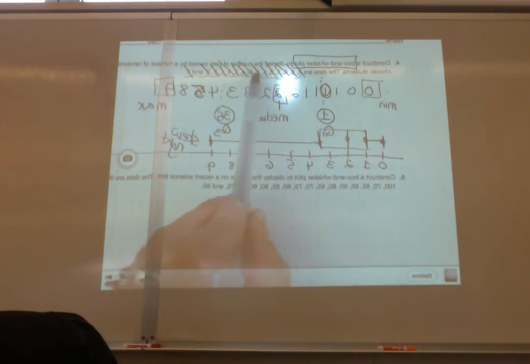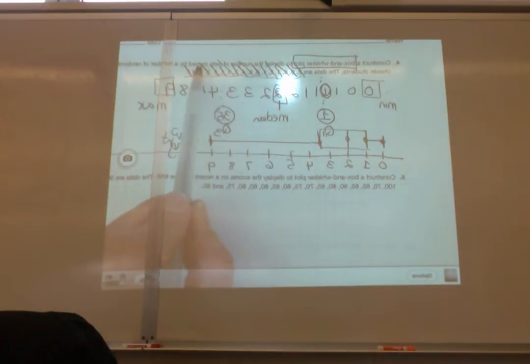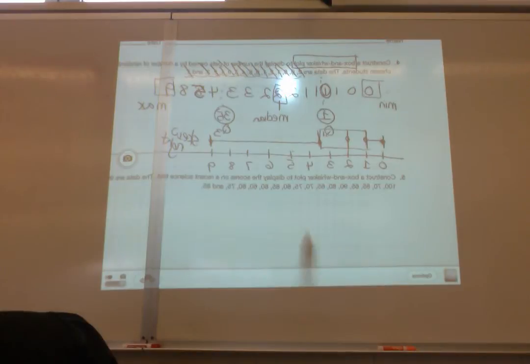And wait, what is this? Number of pets owned by students. Okay, so the majority of the students are right here. The majority own between 1 and 3.5 pets. The median is 2. Half own below 2, half own above 2. You have a couple people over here with tons of pets.